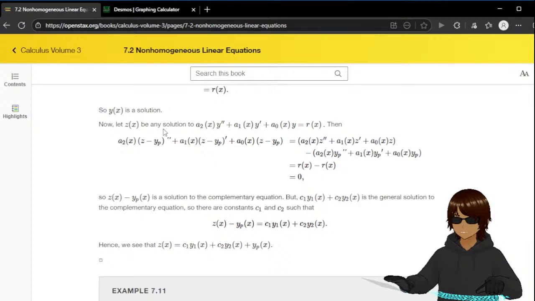Now let z of x be any solution to this. Then z minus yp plus this is equal to this. But since z and yp are solutions, we end up with r of x, which is equal to 0.